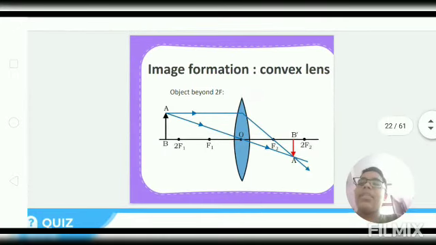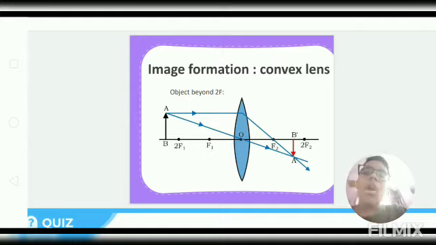Now let us discuss the second case. When object is at beyond 2f, that means it is back of the second focus. When object is beyond 2f, one ray will pass parallel to the principal axis and pass to the focus F2. And as per the basic ray diagram 3, one ray will pass through the optical center and remain undeviated. And they both meet at the point A dash.